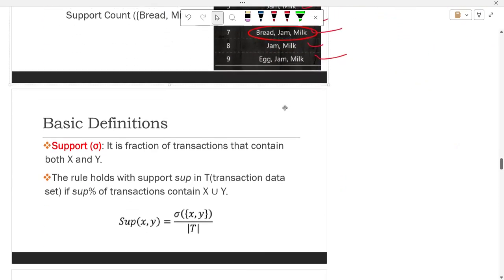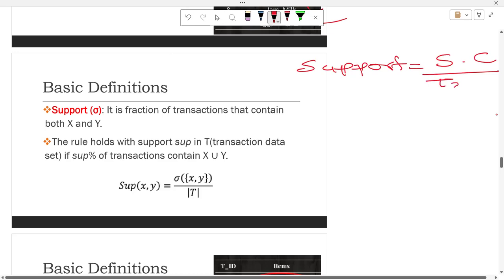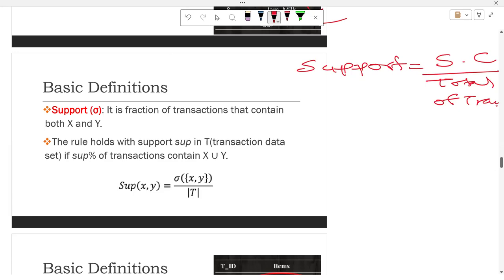Now we will look at how to calculate the support. Now you know how to calculate the support count. To calculate the support, you find the support count divided by the total number of transactions. That is the equation to calculate the support. Support can be denoted by sigma; sigma is the symbol to denote the support. So support means support count divided by the total number of transactions.